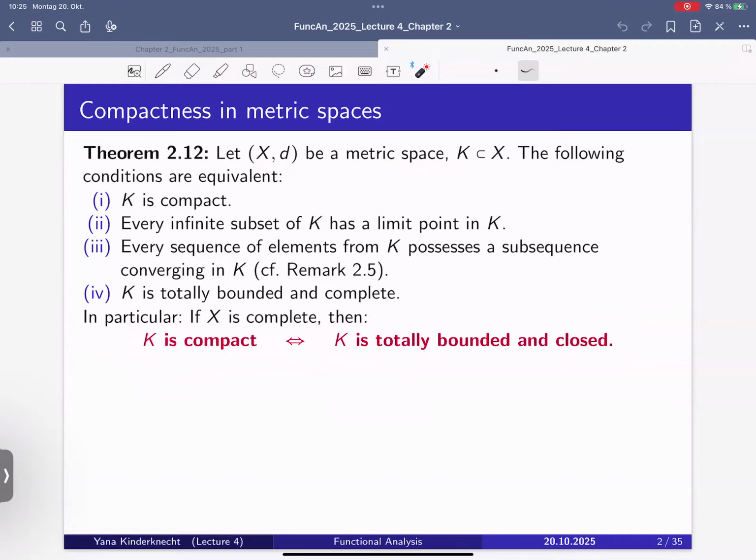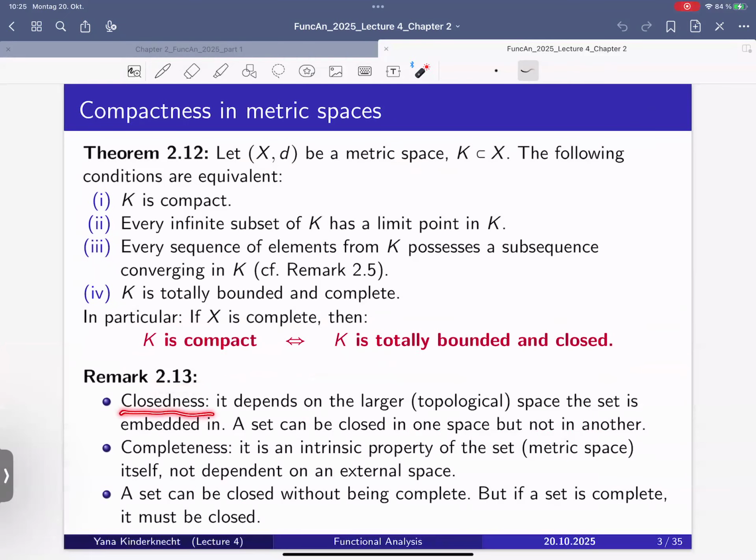And last time there was a question about completeness and closedness, so this is not the same thing. That's why we have Remark 2.12, about closedness and completeness and the relations between them. First of all, closedness is a feature defined in the general setting of topological spaces, and it depends on the larger space the set is embedded in. So it can happen that a set is closed in one space, but not in another. An example will come in a minute. Completeness is a notion which works only in metric spaces, and it is an intrinsic property of the set itself. It does not depend on any external ambient space. So a set can be closed without being complete, but if a set is complete, it must be closed.